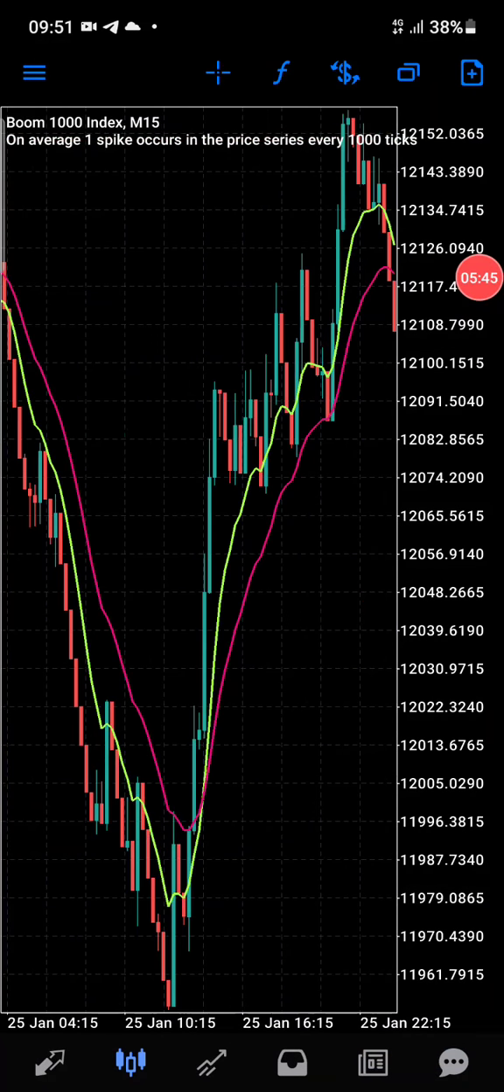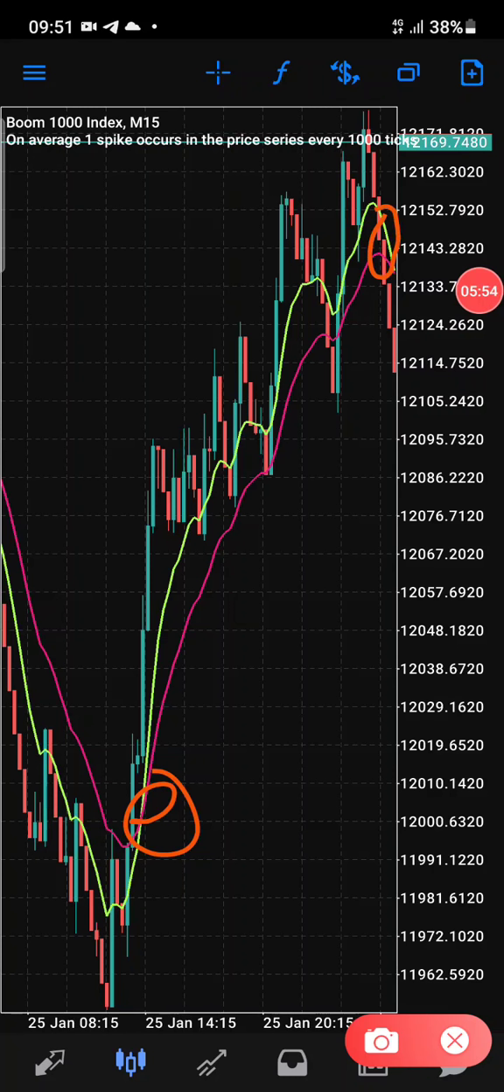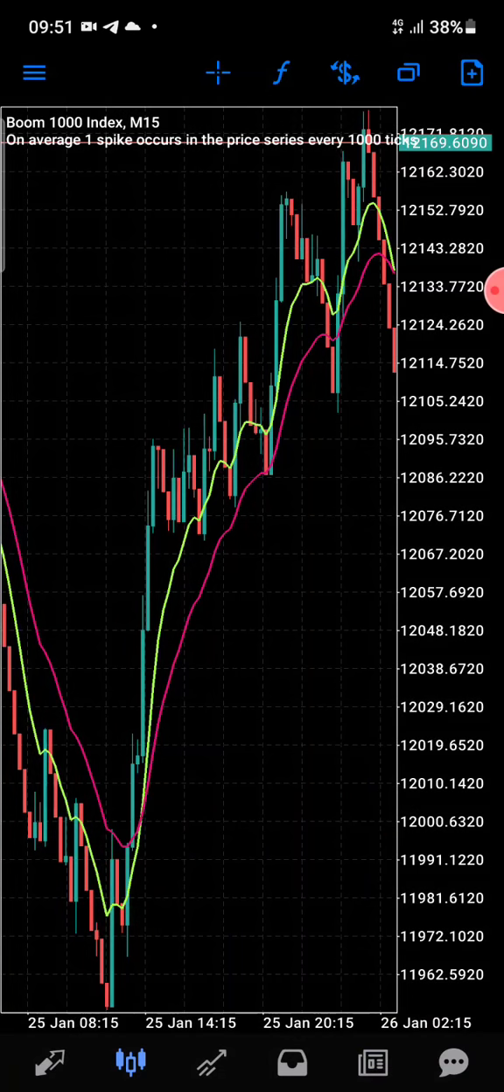So which means this should be your entry point right here. You should have your entry point right there, and your exit point should be around here. So you can see right there. So for you to trade your spike, this is your entry point and here is your exit point. So these two things are very, very important.